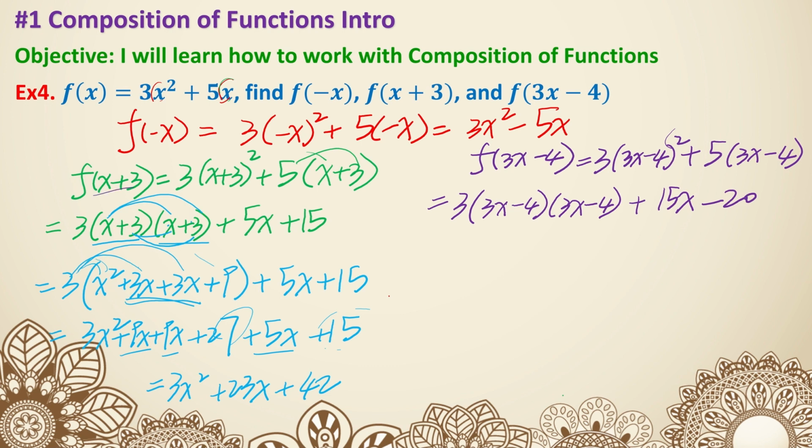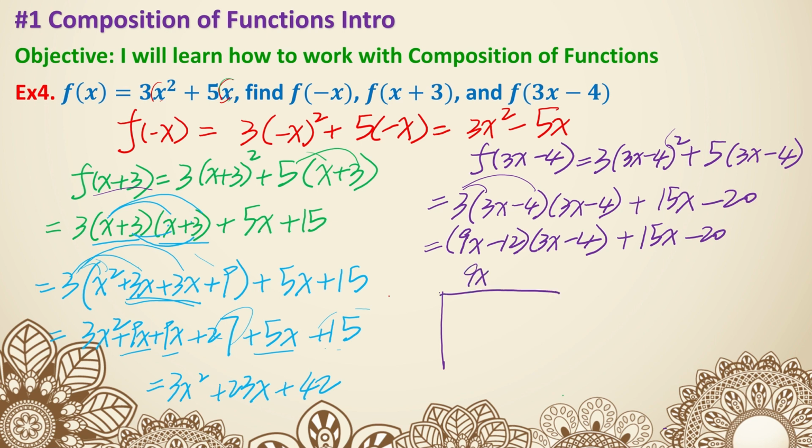And since for the x plus 3, I have dealt with the parentheses first, this time I'm going to put in the 3 as a first step. So that's going to give us a 9x minus 12. And then we still have the 3x minus 4. And then a plus 15x minus 20. Since I just used the string method, I'm going to use the box method for this. It's going to be a 2 by 2 box.